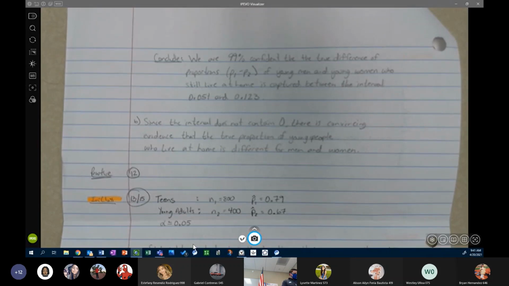And then the last part of this, part B, since the interval does not contain 0, there's convincing evidence that the true proportion of young people who live at home is different for men and women. We're not actually even saying that there's more men than women that live at home or more women than men. We're just saying it's different. There's a different proportion of each, because that's what we were asked.